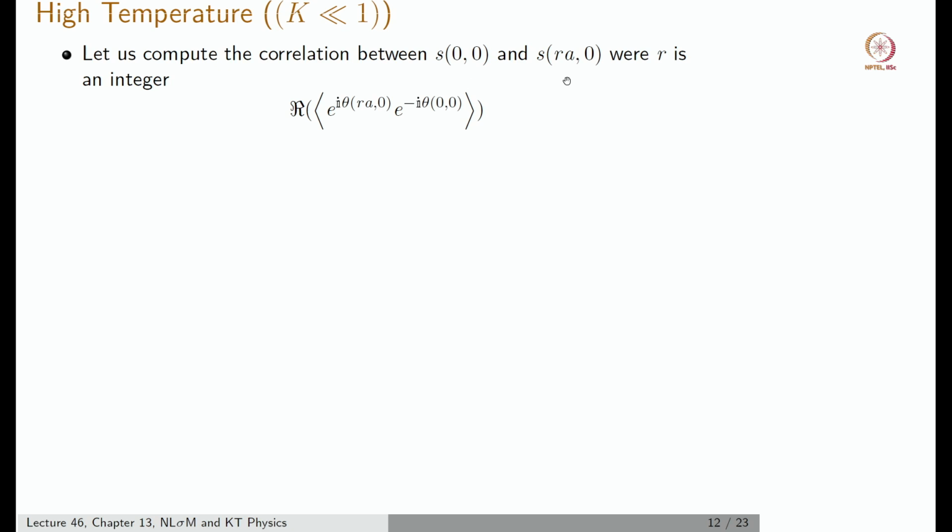So what I am going to do is look at the correlation between the unimodular complex number at the origin and the one that is R lattice spacings away. So R is an integer far away. So what do I need to compute? I need to take this product and find its expectation value. So that will tell me the correlator between these two. And I take the real part of it because a priori it looks like a complex number, but you will see that the answer is real.